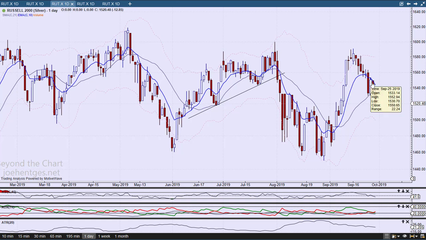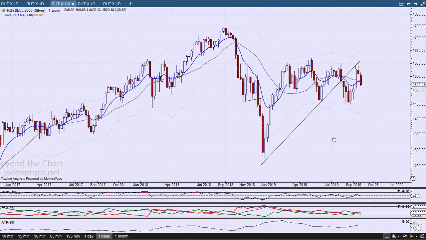Thursday was an inside candle to Wednesday's trading range, and Wednesday was an inside trading range to Tuesday's big move. Okay, then all of a sudden Friday we take out the lows of all three and come on down. Now we don't have the moving average crossing to the downside just yet, but that's the current picture.